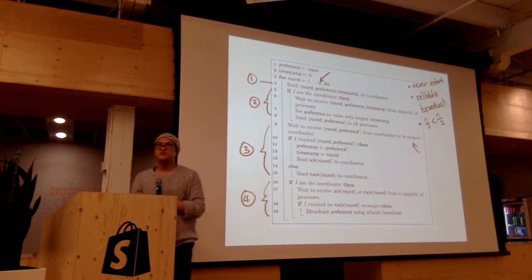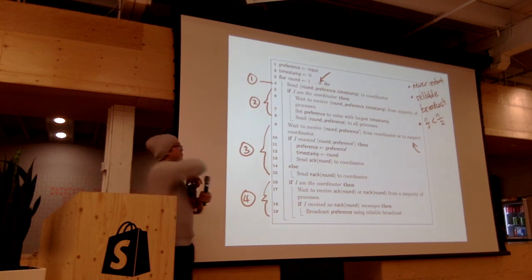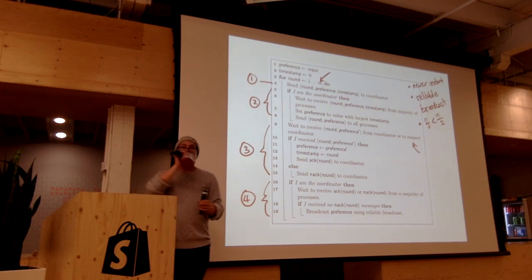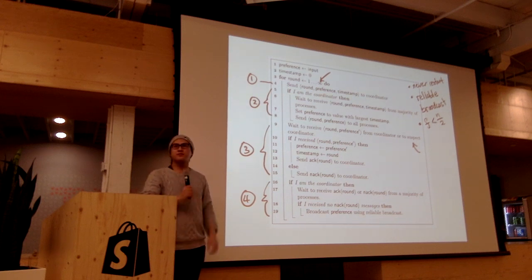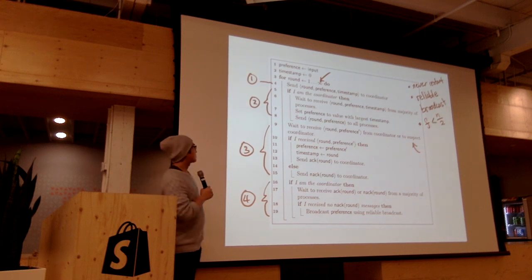The part where it says, starts at line 9, wait to receive round preference prime from coordinator or to suspect coordinator. And then there's an if else. So if you're waiting to receive something, is there an implicit time that you have to wait before you say I didn't receive anything, and do the nack?